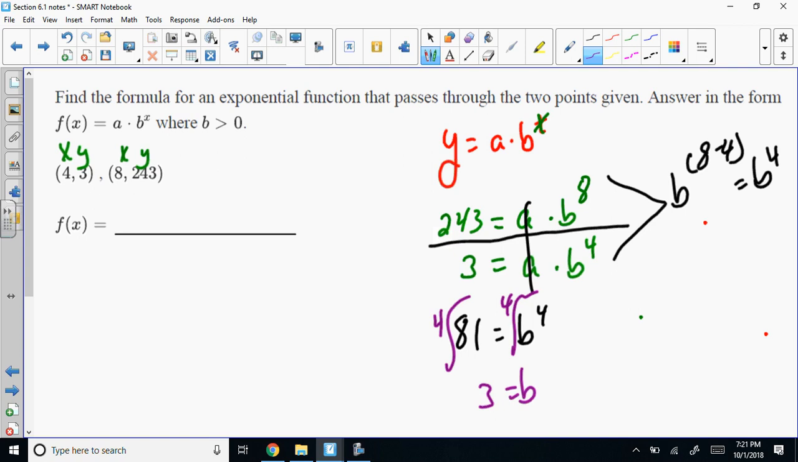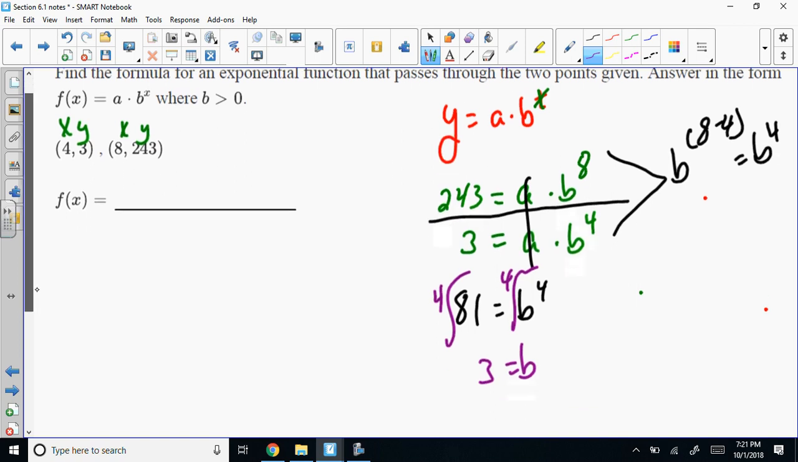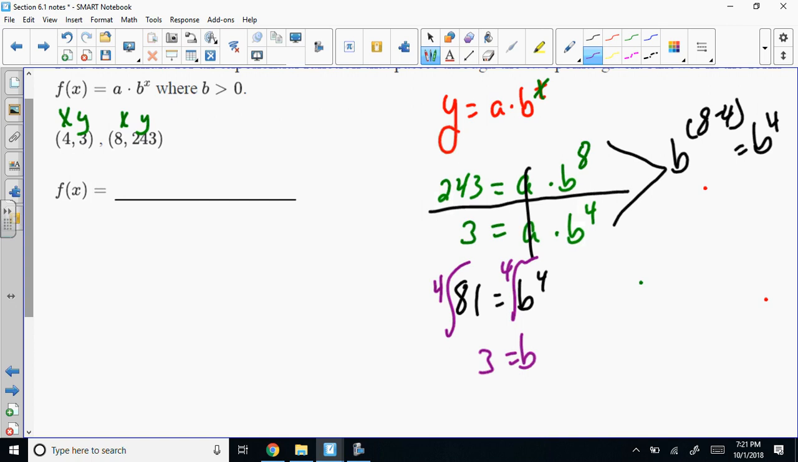All right. So when I substituted everything in, I got 243 equals a times b to the 8th. And the other coordinate I substituted in was 3 equals a times b raised to the 4th. 243 divided by 3 is 81, right? So 8 minus 4, using the quotient property of exponents, gave me b to the 4th. And to get rid of b to the 4th, I took the 4th root. The 4th root of 81 is 3. So we know what our base is, right?